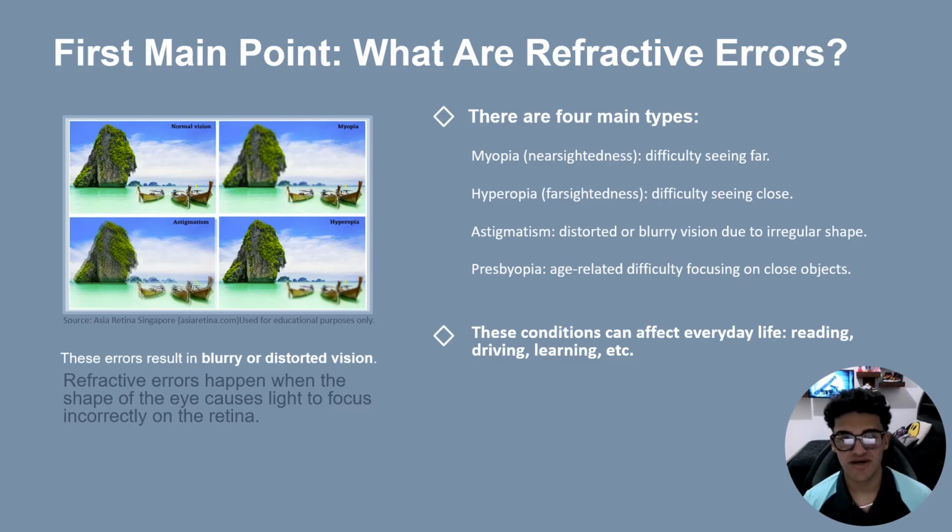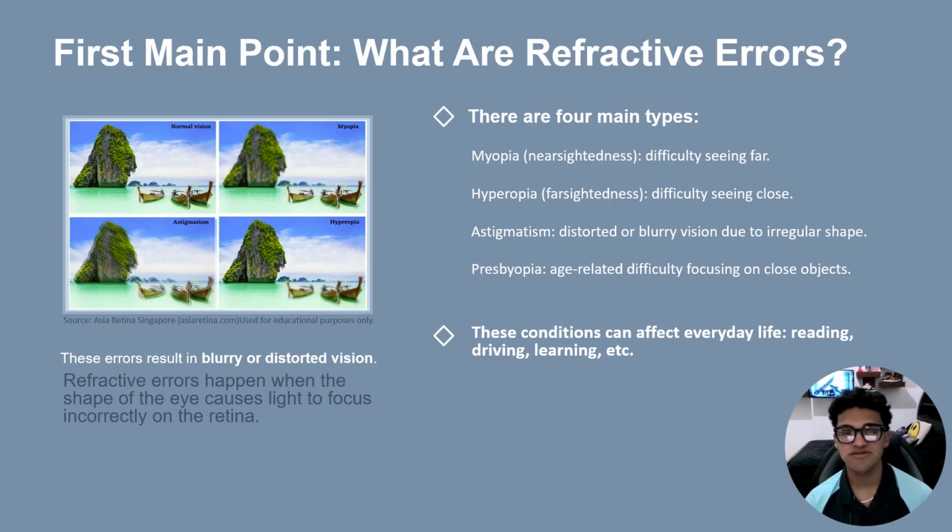The first point I will discuss is what refractive errors are and how they affect vision. According to Johns Hopkins Medicine, refractive errors happen when the shape of the eye causes light to focus incorrectly on the retina, resulting in blurry or distorted vision.